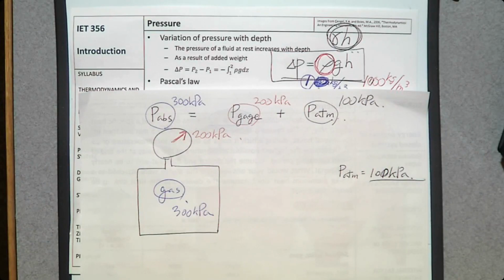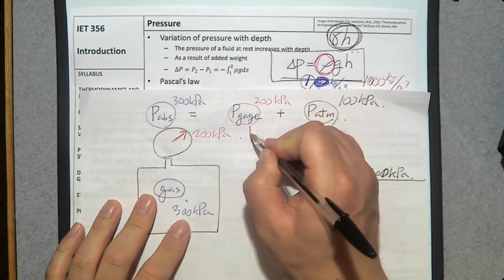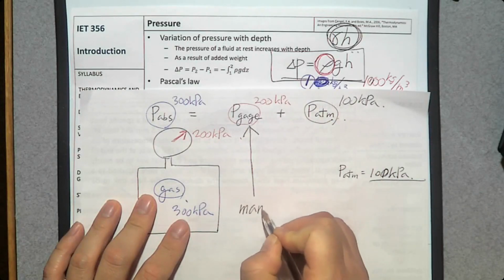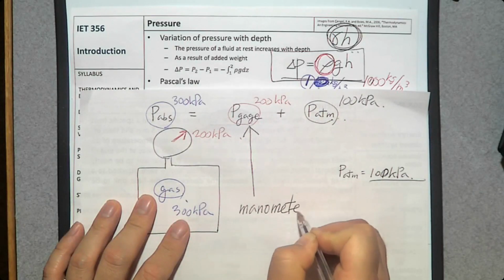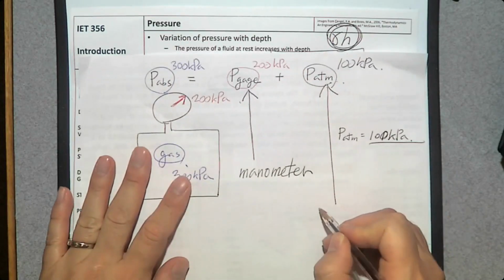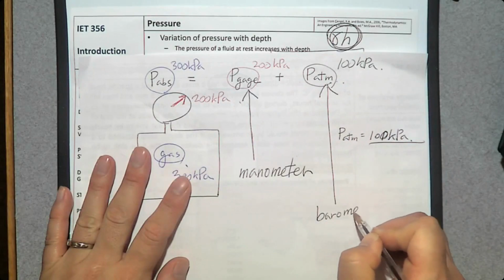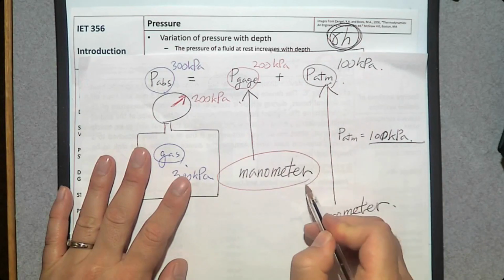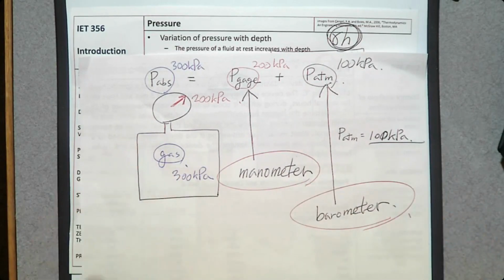Then how can we measure the pressure of this gas? We can use 2 devices. One to measure the gauge pressure, the other to measure atmospheric pressure. So what are the names? The one that measures gauge pressure is called a manometer. The one that measures atmospheric pressure is called a barometer. So we are going to study how a manometer works and how a barometer works, okay?